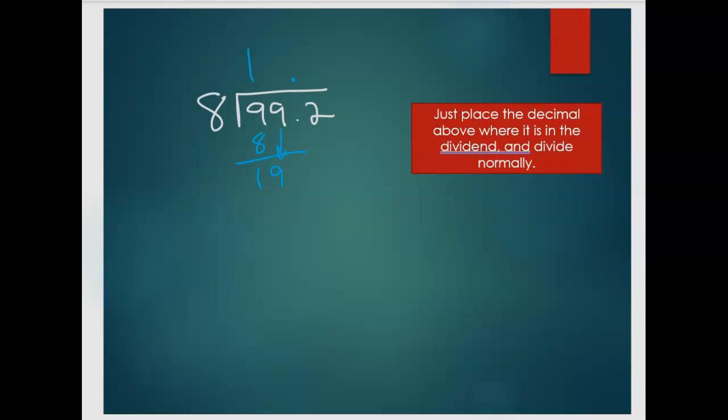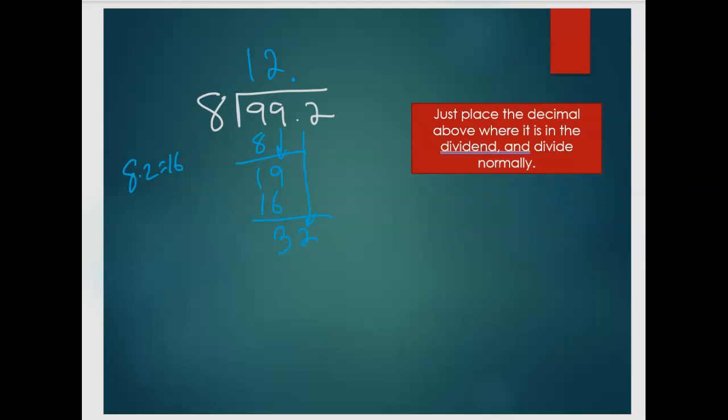8 fits into 19 2 times, right? Because 8 times 2 is 16. Let's put a 2 there. 8 times 2 is 16. And what's remaining is 19 minus 16 is 3. Bring down the next digit, the 2.